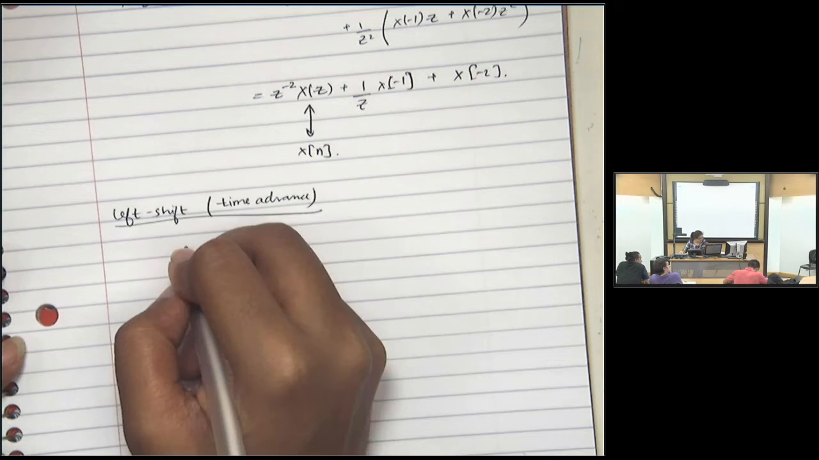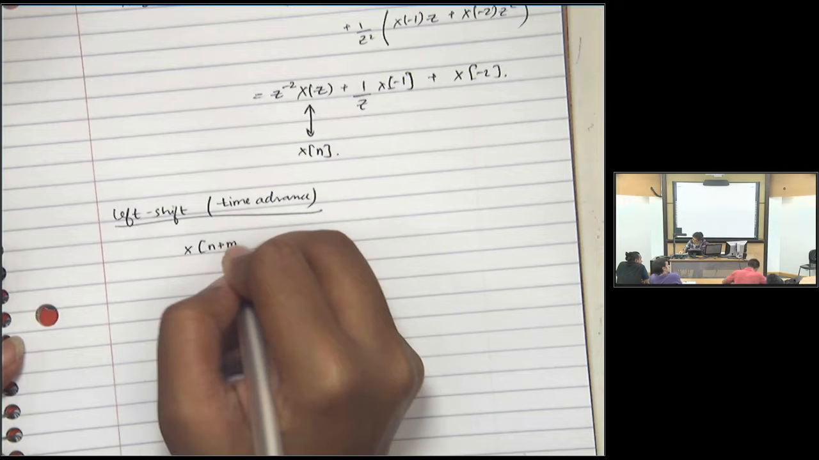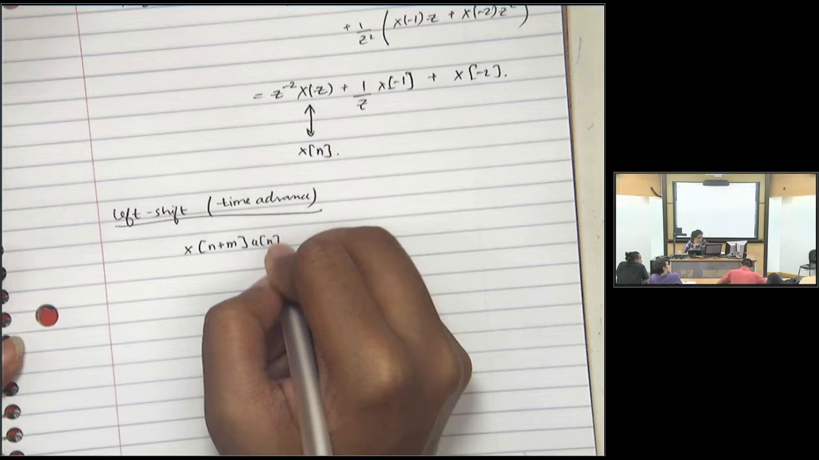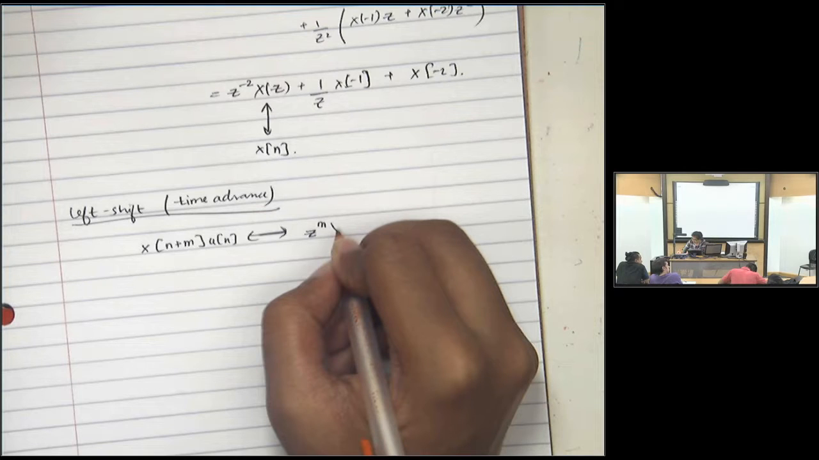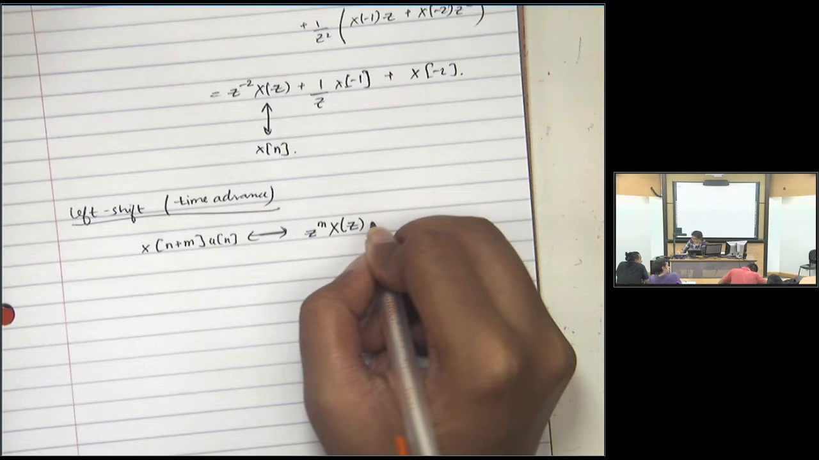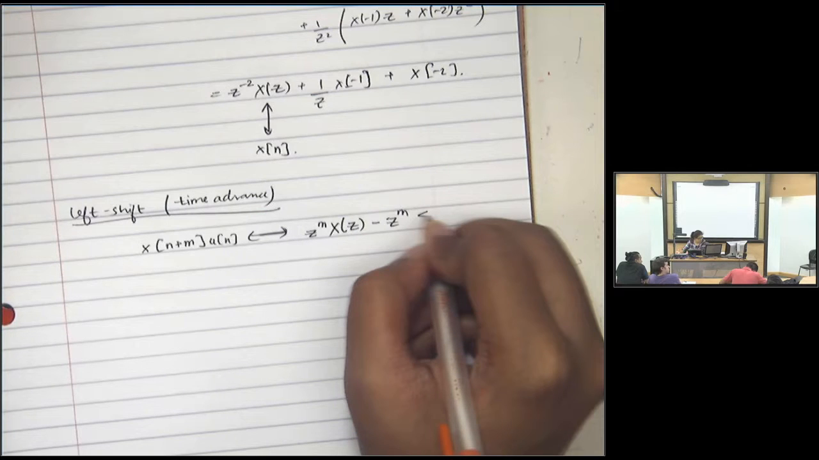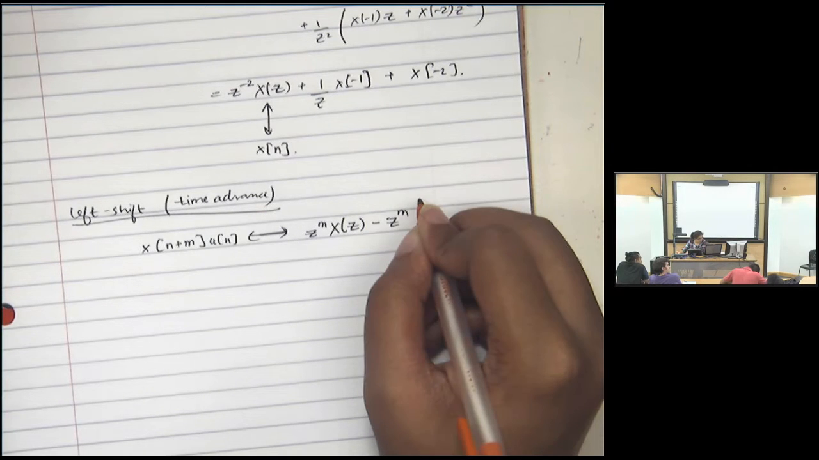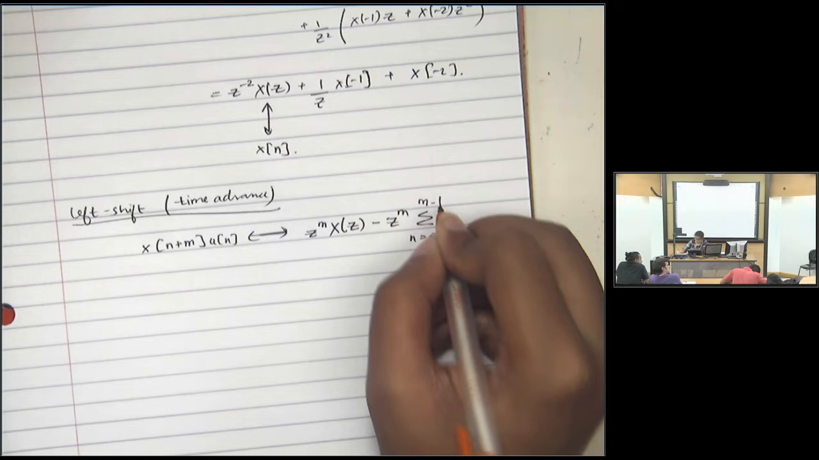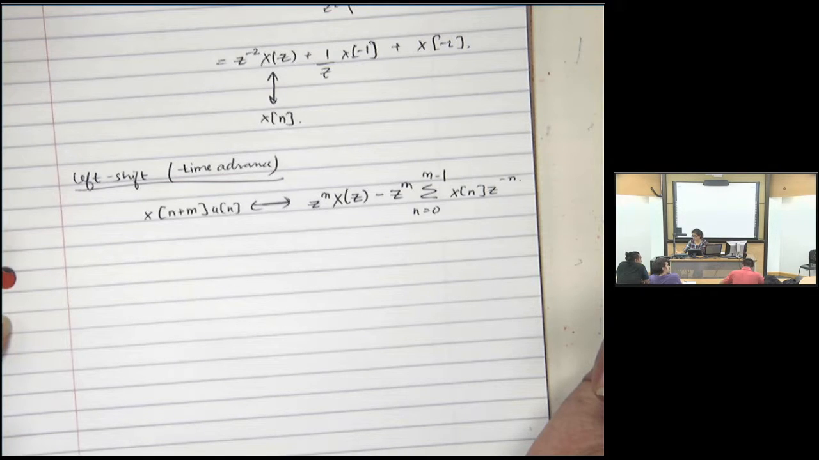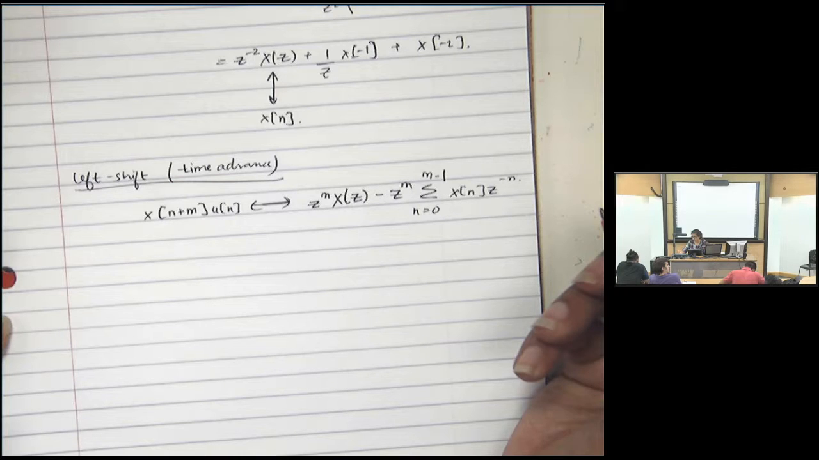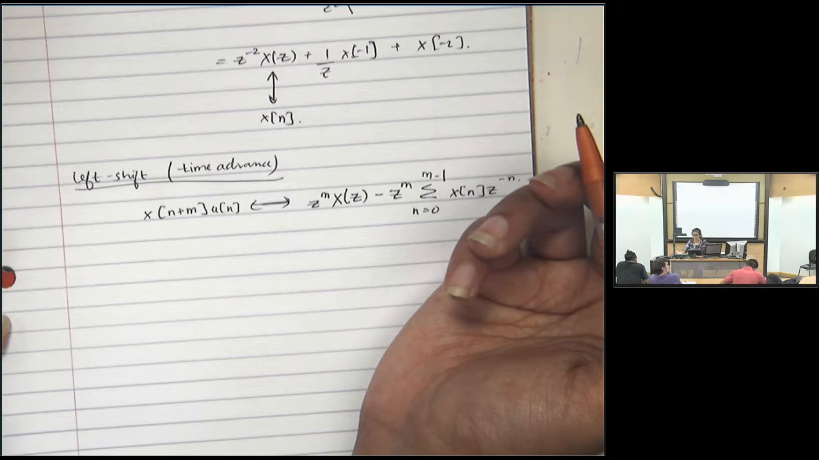Okay. So in this case, our function will be in the form of x of n plus m u of n, which will have a transformation of the form z raised to power m x of z minus z raised to power m summation n equals 0 to m minus 1 x of n z raised to power minus n. So it's 0 to m minus 1 now? Yeah, it's 0 to m minus 1 here, and that's 1 to m in the other case.